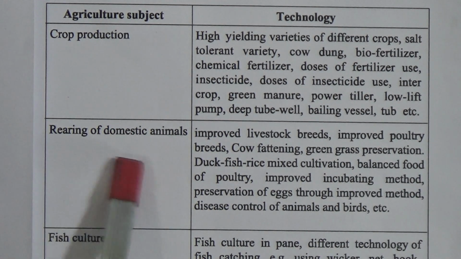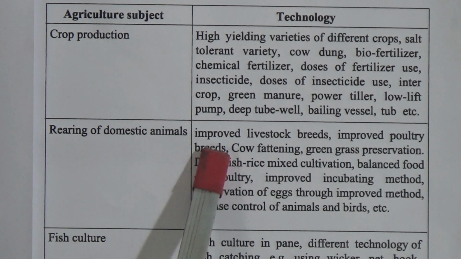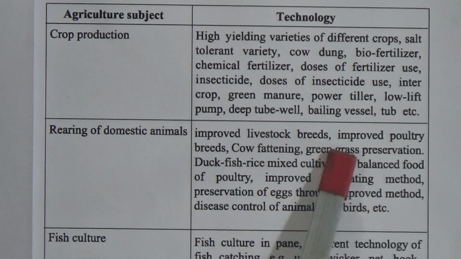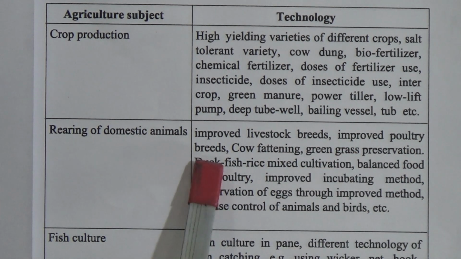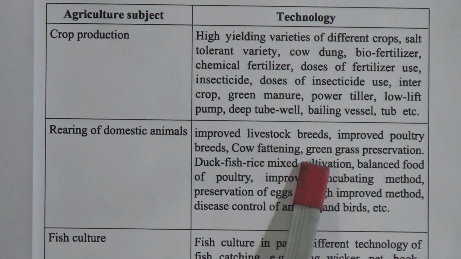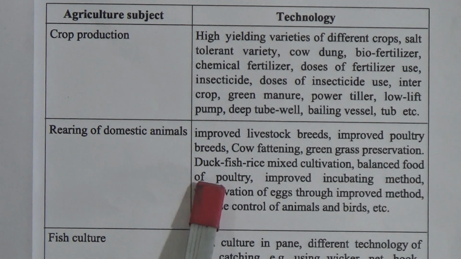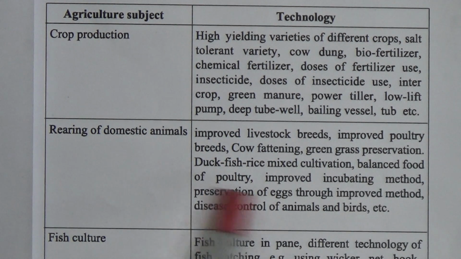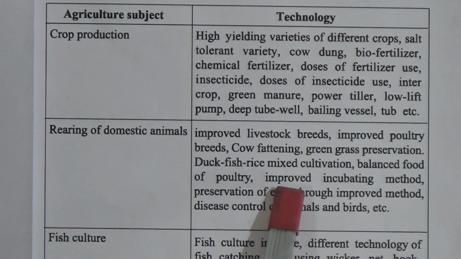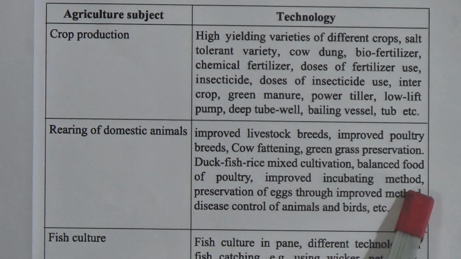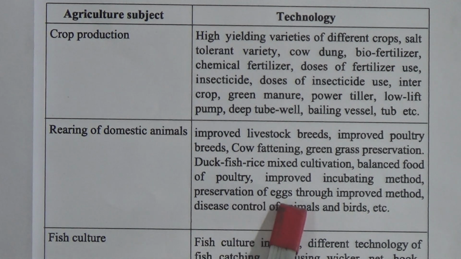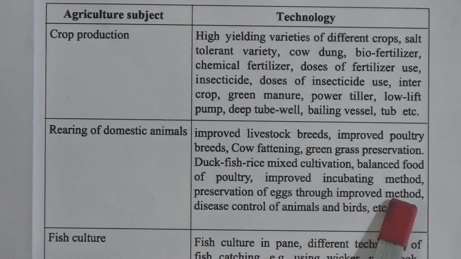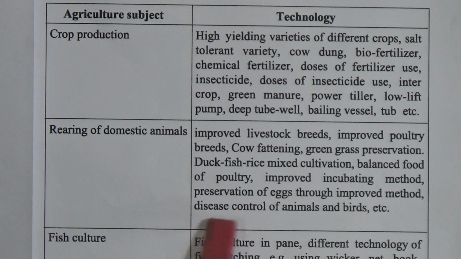Now, rearing of domestic animals. Improved livestock breeds, improved poultry breeds, cow fattening, green grass preservation, duck, fish, rice mixed cultivation, balanced food of poultry, improved incubating method, preservation of eggs, improved method, disease control of animals and birds, etc.